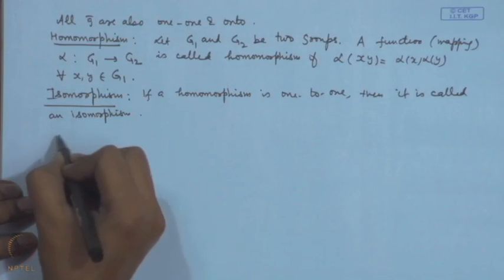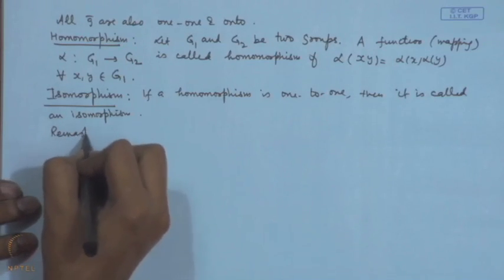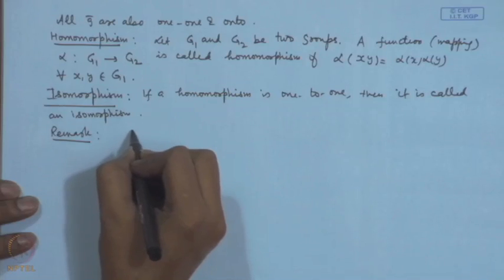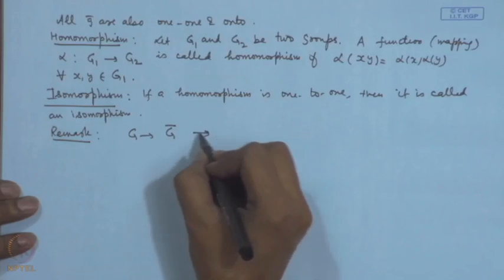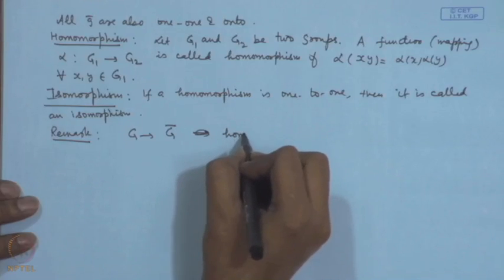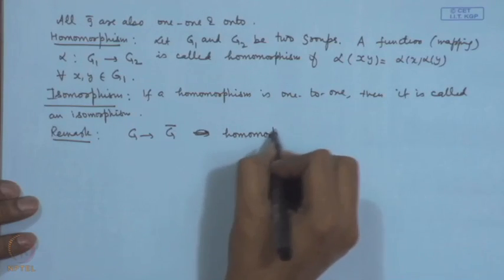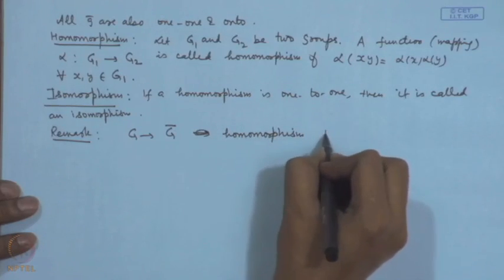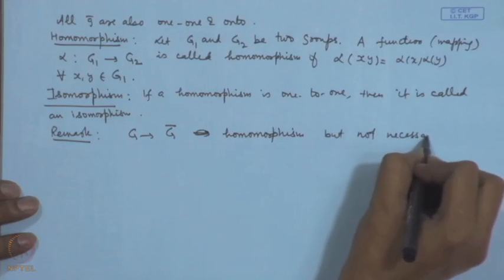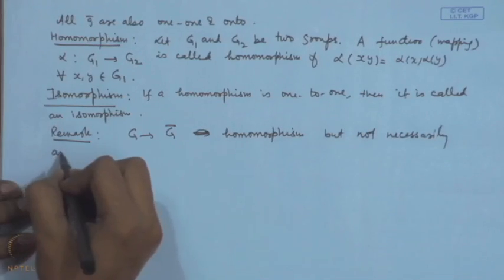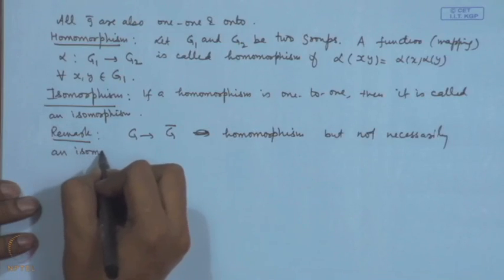So, we make a remark here that G to G bar, okay, this is a homomorphism, but not necessarily an isomorphism.